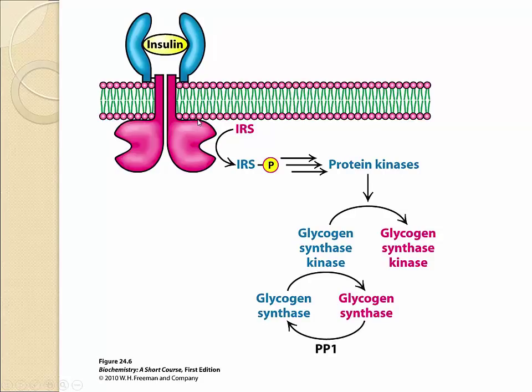Just to show you by way of signaling, this isn't a huge deal, but we have insulin interacting with a receptor tyrosine kinase, which allows activation of protein kinases, which phosphorylate glycogen synthase kinase to block its activity, which allows glycogen synthase to become non-phosphorylated and therefore active.